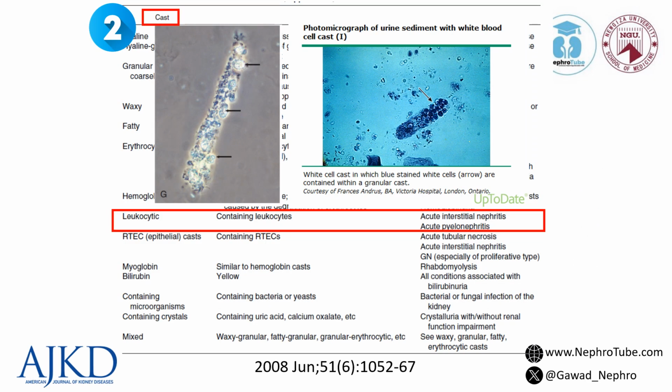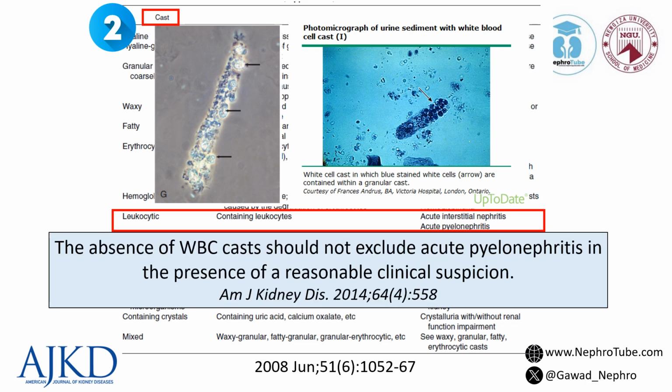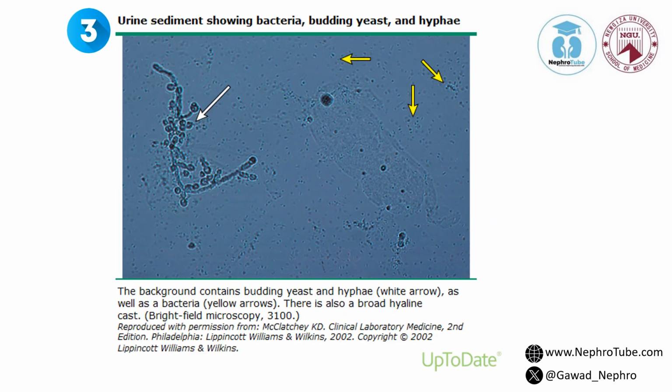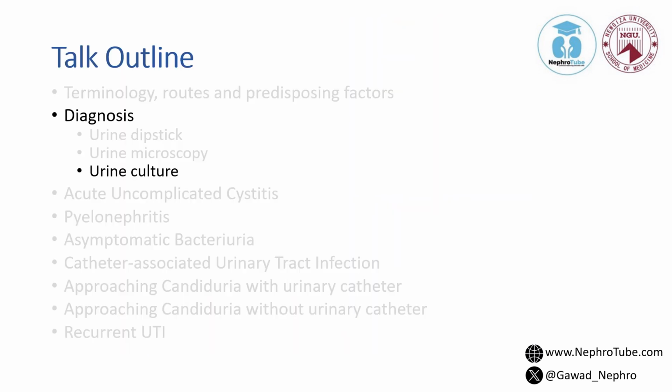The second point that you can see in microscopy rather than pyuria is casts. You can find leukocyte casts. It is characteristic for both acute pyelonephritis and acute interstitial nephritis, but we are talking now about acute pyelonephritis. But it's important to mention that the absence of white blood cell casts shouldn't exclude acute pyelonephritis. It is not mandatory to see leukocyte casts in 100% of the pyelonephritis cases. The third item that you can see under microscopy is the organism itself. You can see the bacteria, you can see the yeast and candida, fungal infection, the organism that is causing the urinary tract infection.